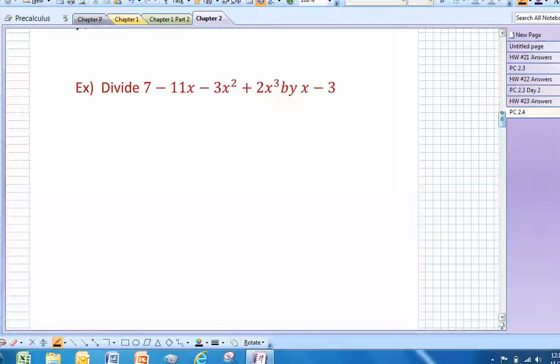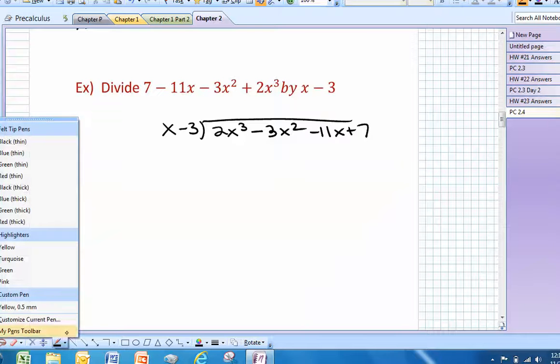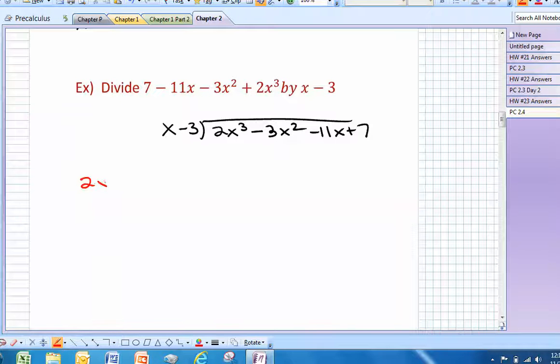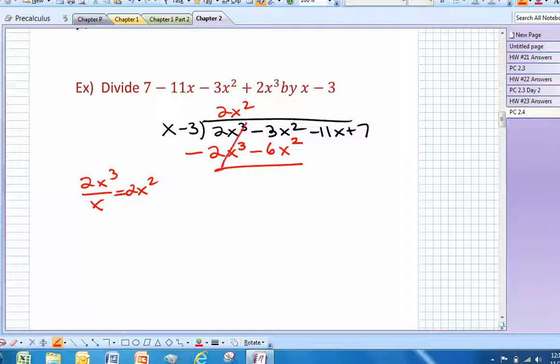This last one here, if you notice, you're going to have to rewrite it in the right order. So it's 2x to the third minus 3x squared minus 11x plus 7, because you want the powers to descend. 2x to the third divided by x gives you 2x squared. Then you multiply. 2x squared times x gives you 2x to the third. 2x squared times negative 3 gives you negative 6x squared. You subtract. That cancels out.